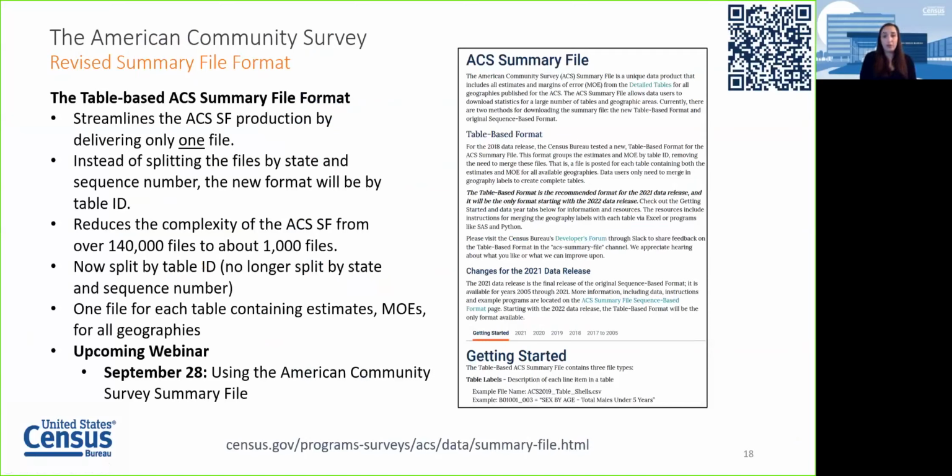We do have another noteworthy change for the ACS summary file this year. The 2021 ACS one-year summary file will be released as a table-based format, replacing the prior sequence-based summary file format. Each ACS detail table will be available as a separate file containing the estimate and margin of error for all published geographies. To aid in this transition, the prior sequence-based format will also be available for the 2021 ACS one-year and 2017 to 2021 ACS five-year releases, but discontinued thereafter.